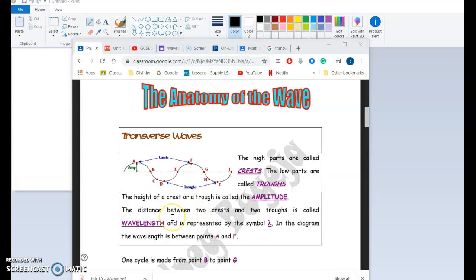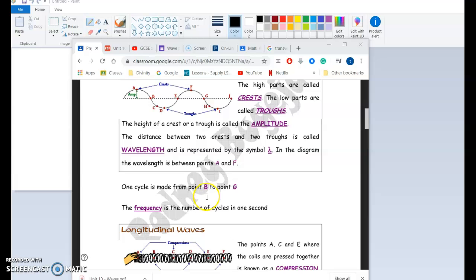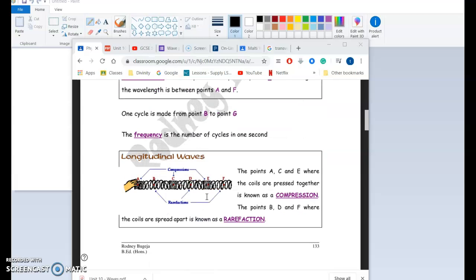Now the distance between two crests or two troughs is called a wavelength, and is represented by this symbol. So, don't worry about this part and points B to G, we'll get back to that later.